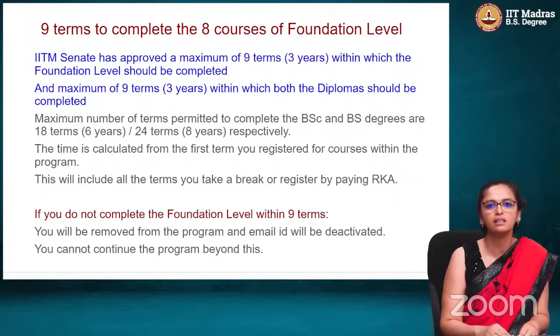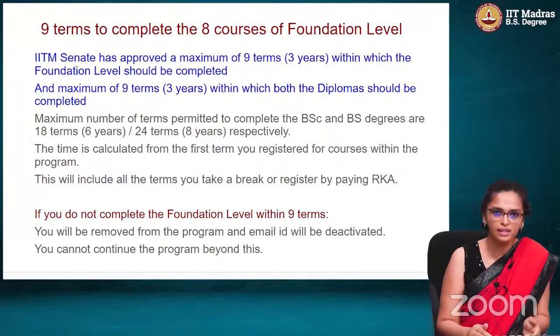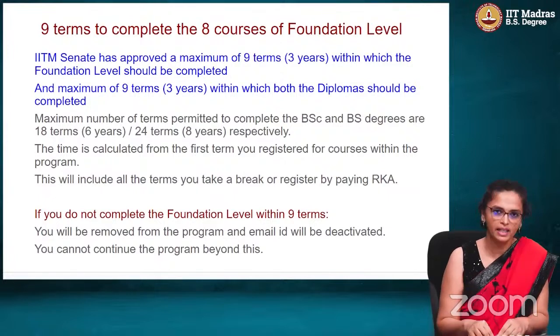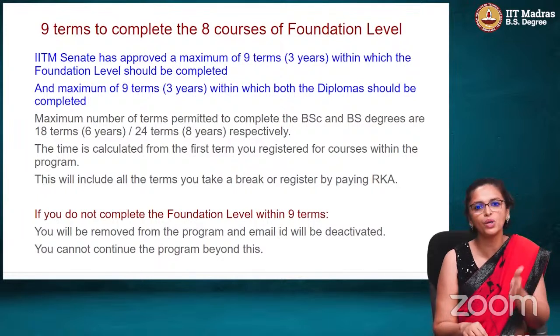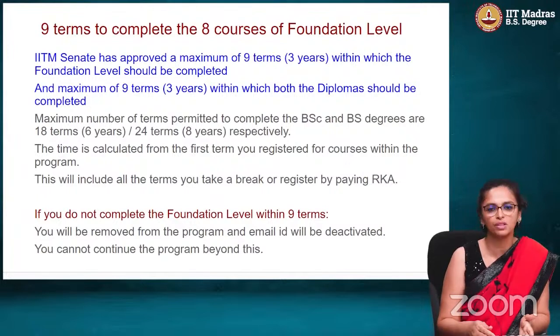So putting together all this, we'll count 9 terms and you have to complete the foundation level within that. You have to complete 2 diplomas within again 9 terms or 3 years. From the term you enter the diploma level, the first term that you enter the diploma level and start courses, from there we will again start the count of 9 terms. You have to complete the 2 diplomas within a period of 9 terms.